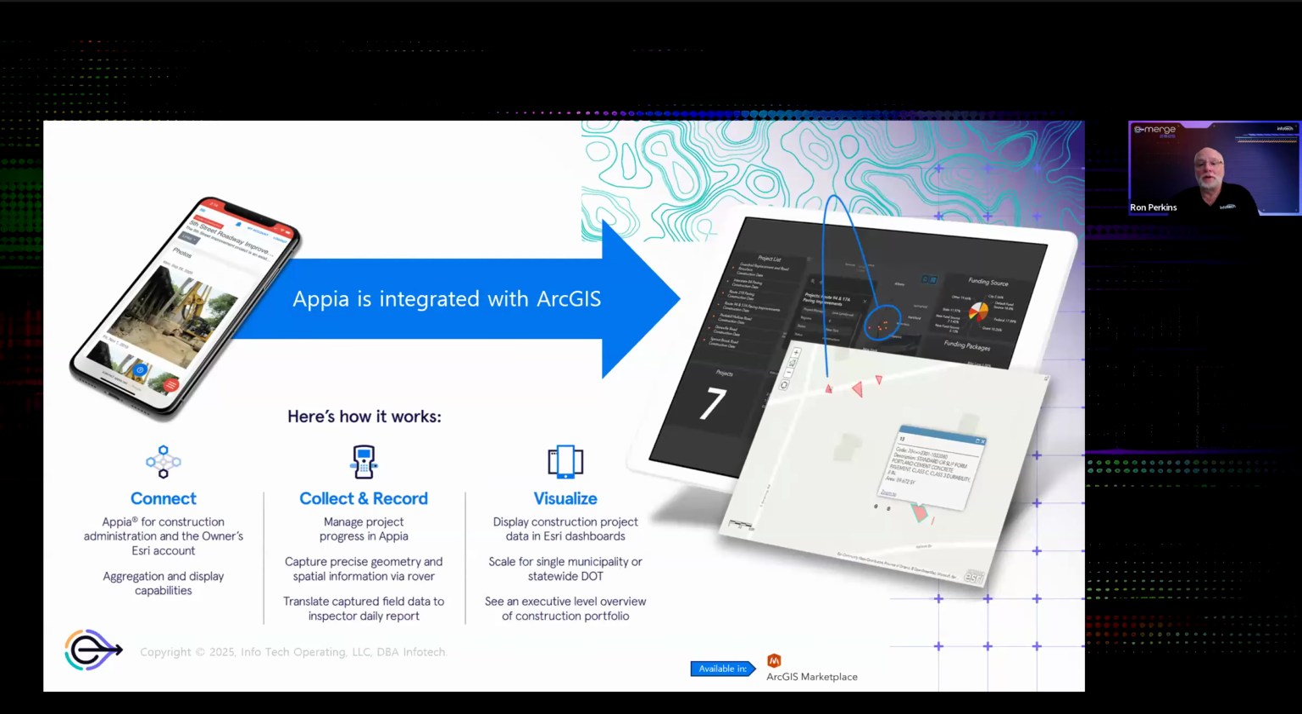We actually developed our own integration with ArcGIS and kind of blended our tools together. We partnered with Esri. We integrated Appia with ArcGIS to create a direct link between construction administration and the GIS systems. So now the agencies can use their rovers and they can connect and collect and visualize that data, item location data, and put it up on the Esri maps and dashboards. Our apps are even available in the Esri marketplace, and it enables a seamless connection to construction administration for the GIS departments.